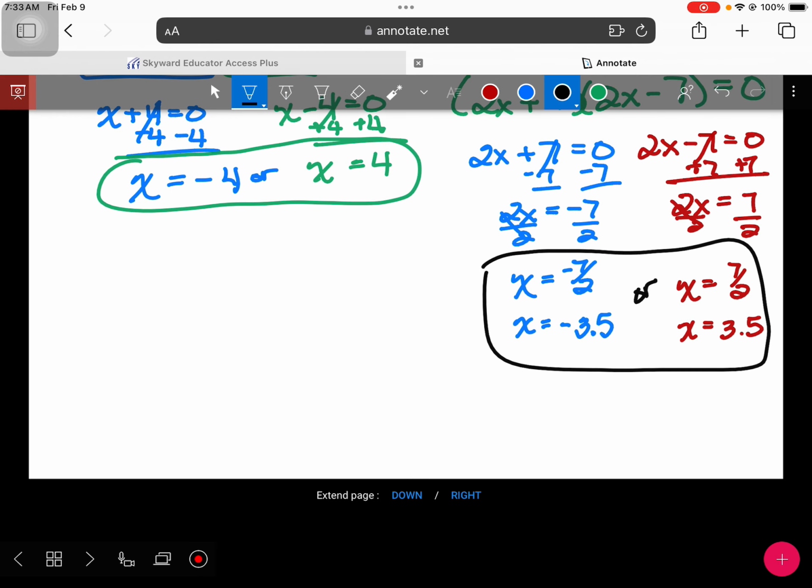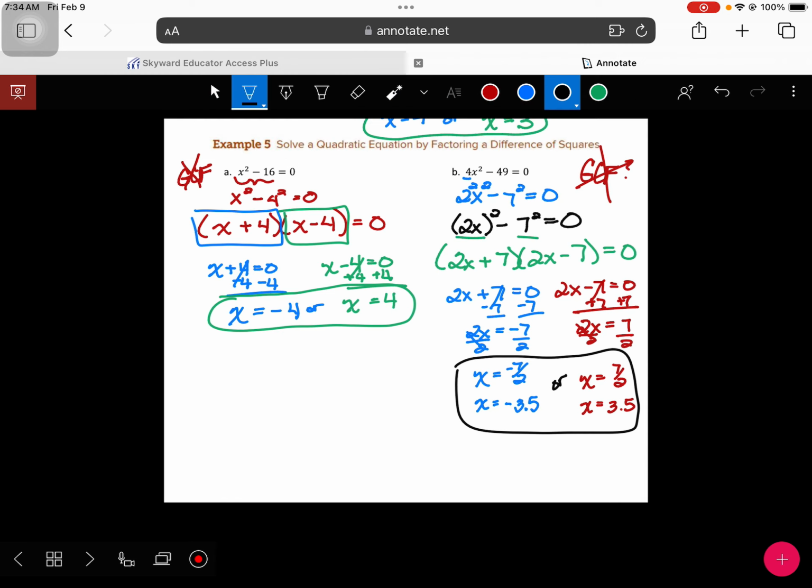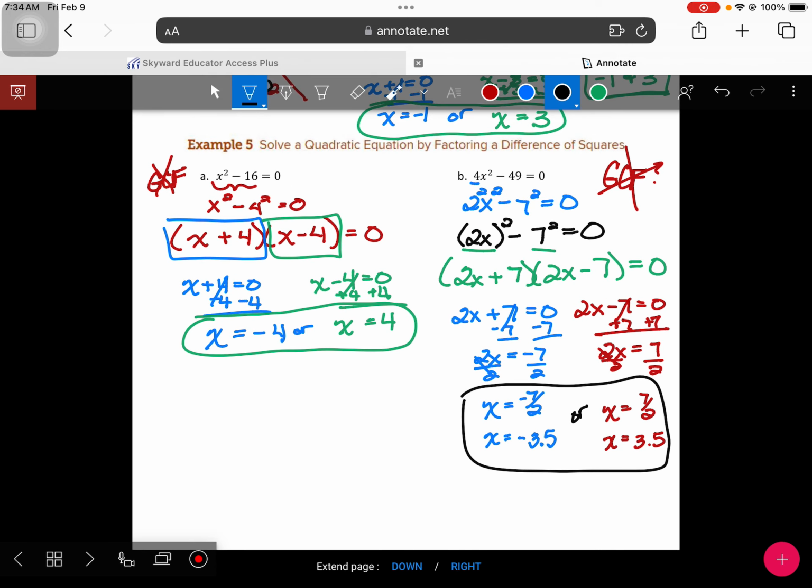All right. What are you noticing? When they're difference of squares, the roots are exactly what? Not necessarily decimals. They're exactly opposites, right? Yeah, 4 and negative 4, negative 7 halves, positive 7 halves. They're opposites. Any questions on example 5?